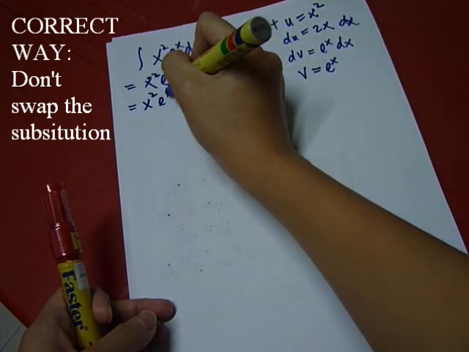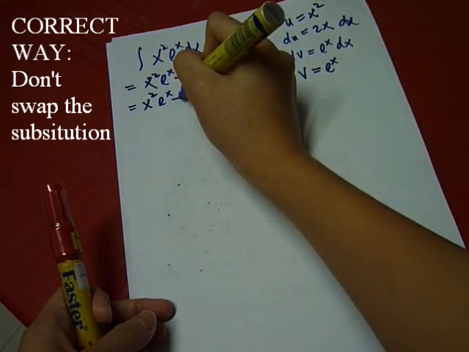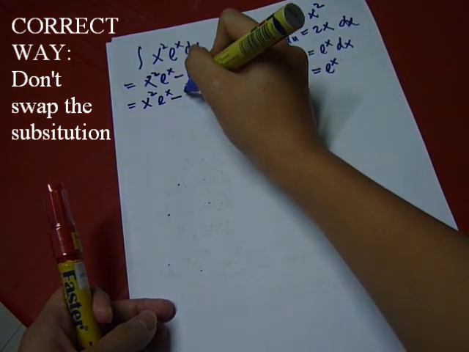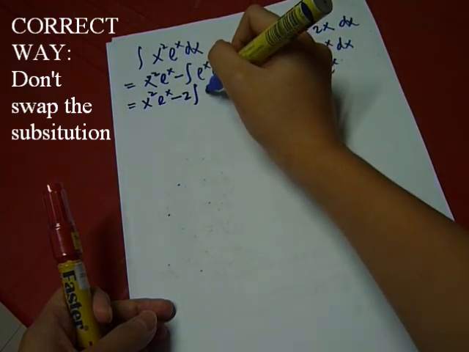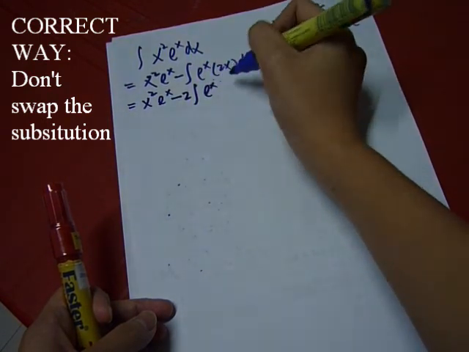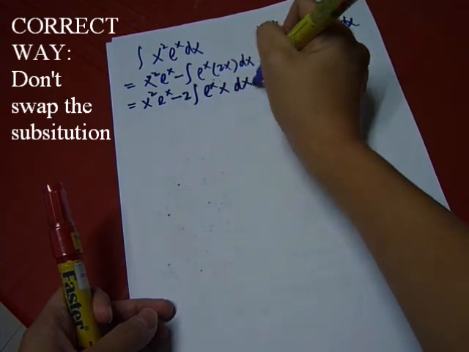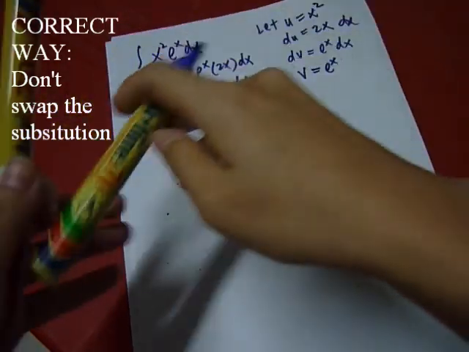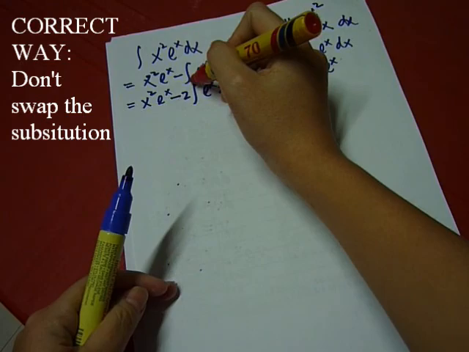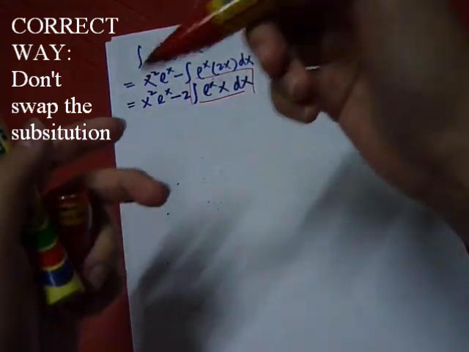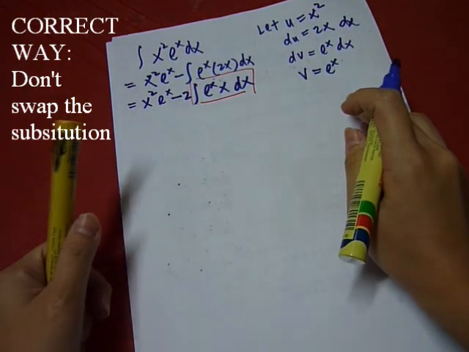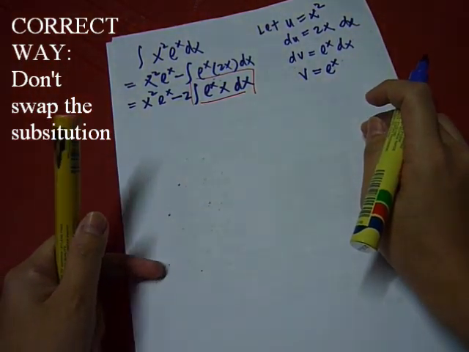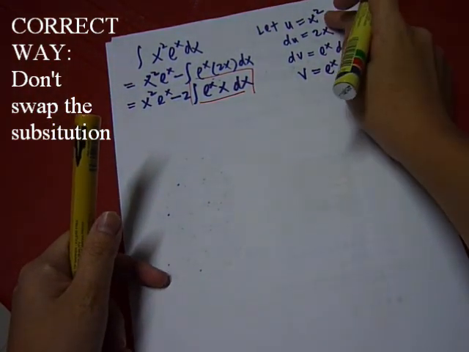And then it's equal to x squared e^x minus, take the 2 out, 2 times integration e^x x dx. And this part we need to integrate again, but this time we substitute the same part as the first time.